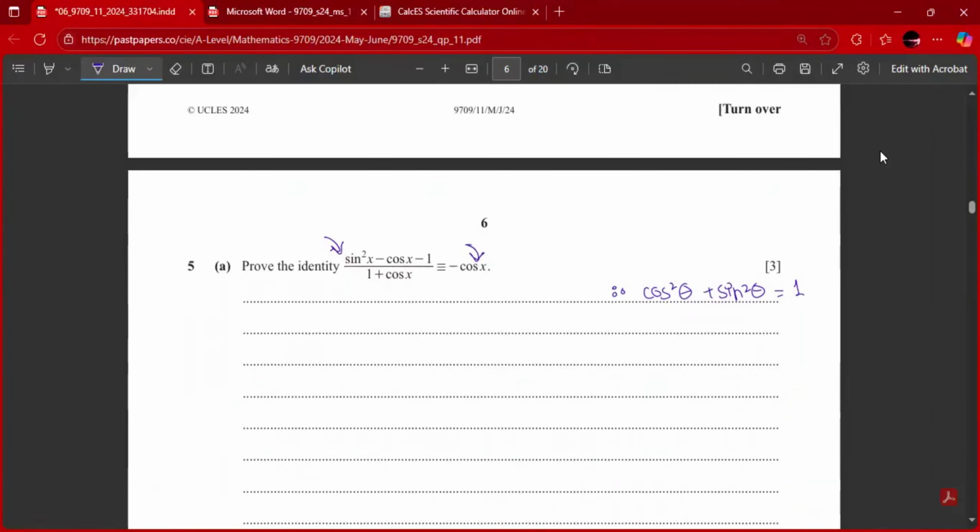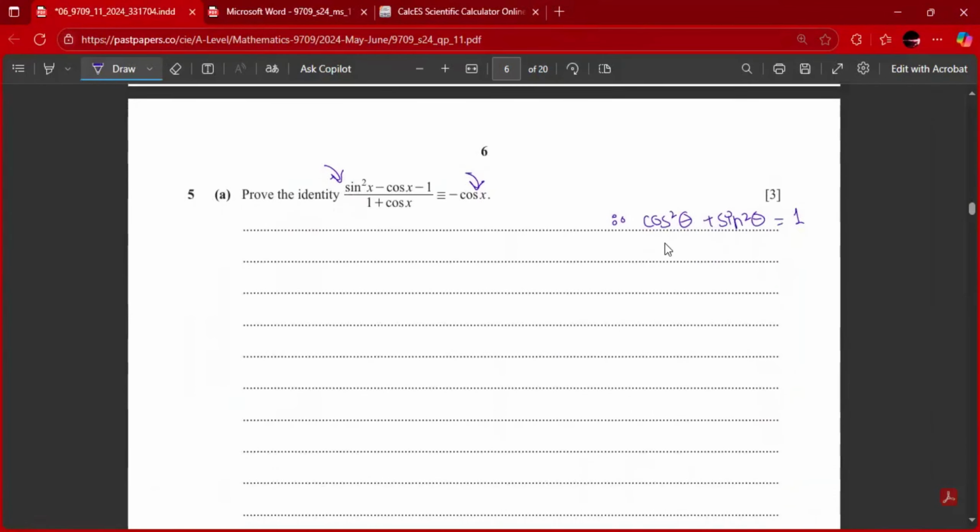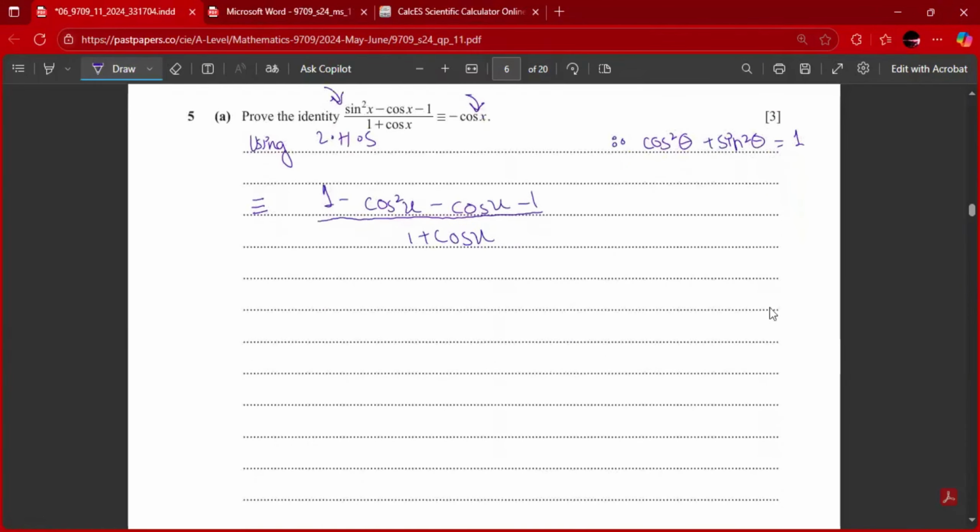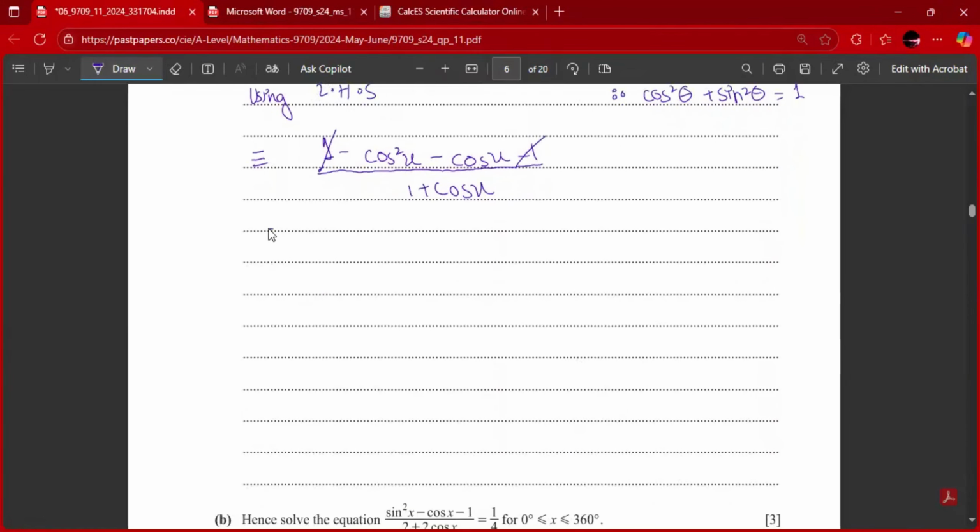Okay. Let's do this now. So we are given sine square of x, so we can replace it with 1 minus cos square x. Using the left-hand side: 1 minus cos square x minus cos x minus 1 over 1 plus cos x. Okay. Now let's try to simplify. Oh my god, one dead. Now we're moving forward.